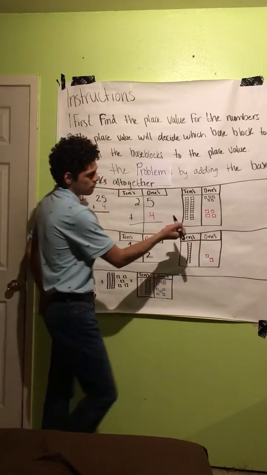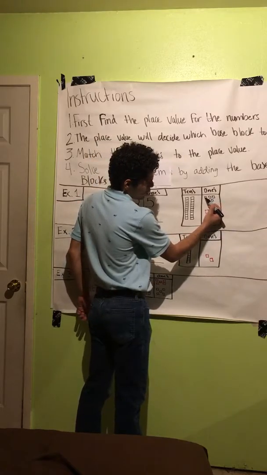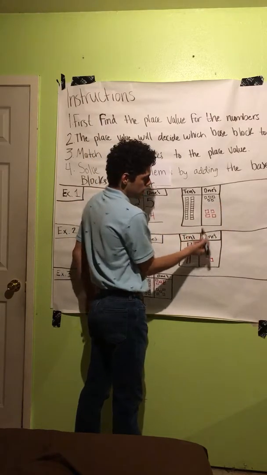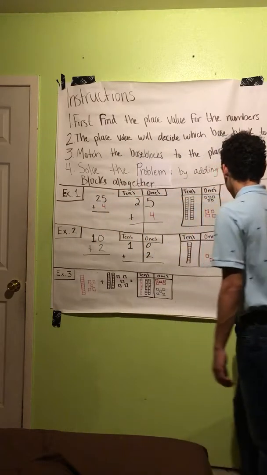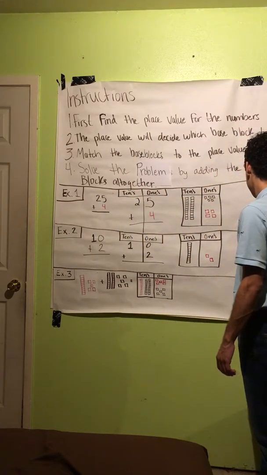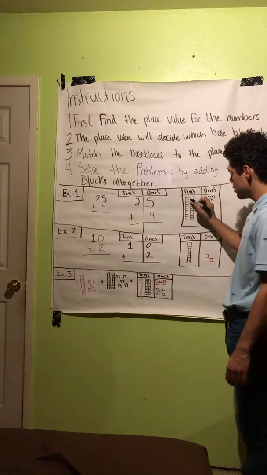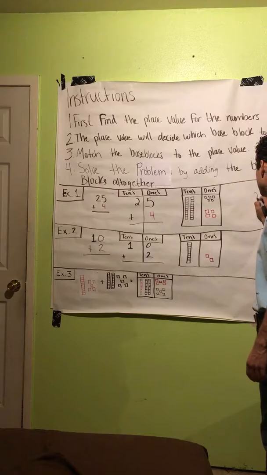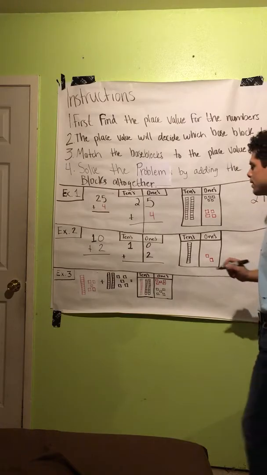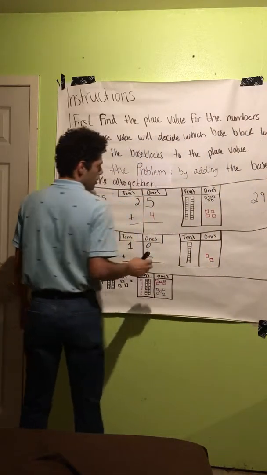So first we're going to count them. 1, 2, 3, 4, 5, 6, 7, 8, 9. So 9, and these are tens, and there's 2 of them, so that means 2. So the answer is going to be 29. All right.